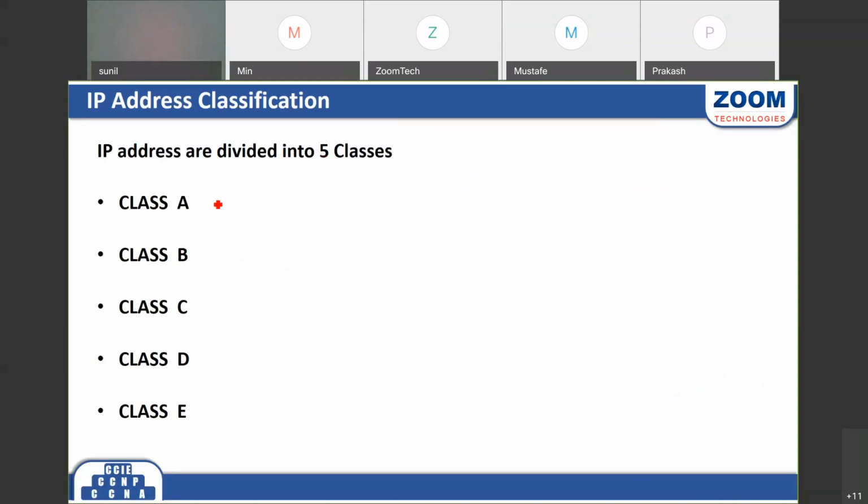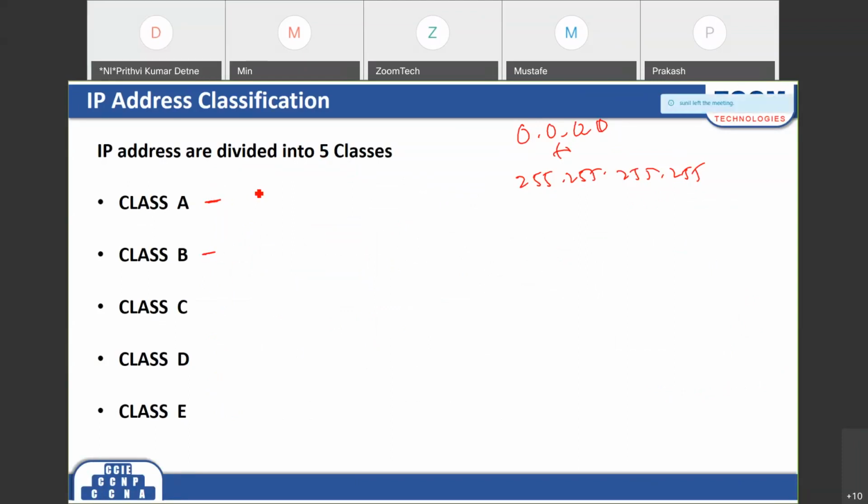So Class A, we have some ranges here, from 0.0.0.0 to 255.255.255.255. Between this range, some range of IPs is reserved for Class A, some for Class B, Class C, Class D. What's the Class A range? The IP address starts from 0 to 127. That is the Class A address range. Class B address range is 128 to 191.